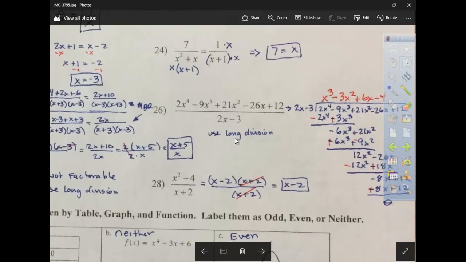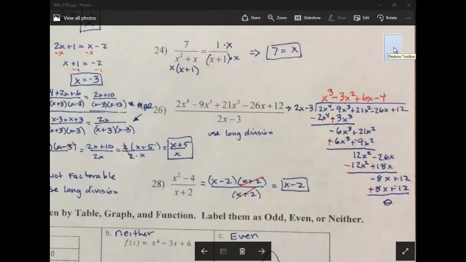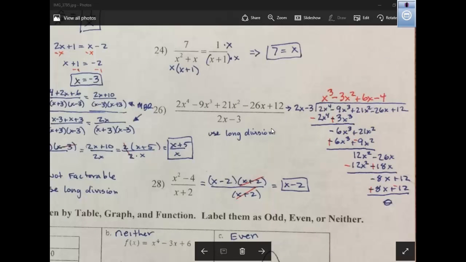All right, this one, we have to divide. So I'm using long division here. So notice how I approach this. We're looking at our first term, 2x. To get to 2x to the fourth, we'd have to multiply by x cubed.